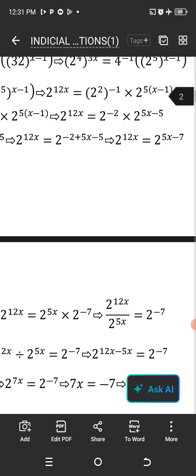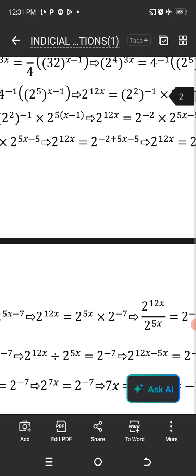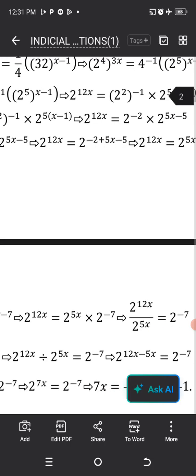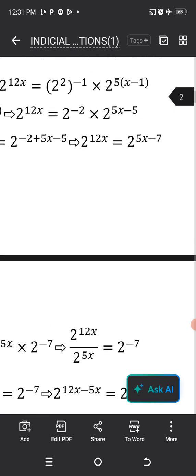So having this, you can now apply multiplication law. Let's just forget about the left hand side of the equality and focus on the right hand side. The left hand side still retains itself, but where the multiplication sign exists is at the right hand side. So that is why we have 2 raised to power minus 2 plus 5x minus 5. That is multiplication actually. So simplifying the expression, we have at the right hand side now 2 raised to power 5x minus 7.